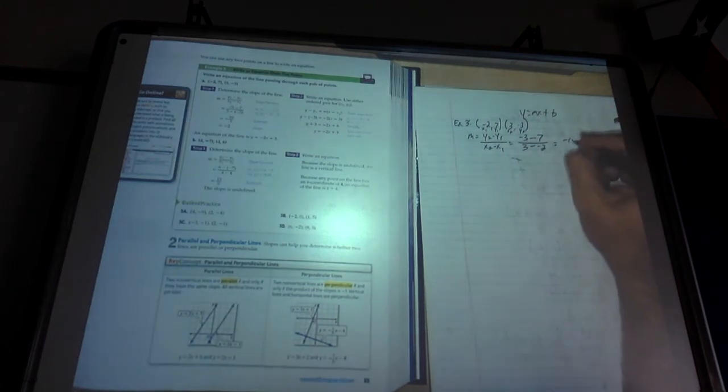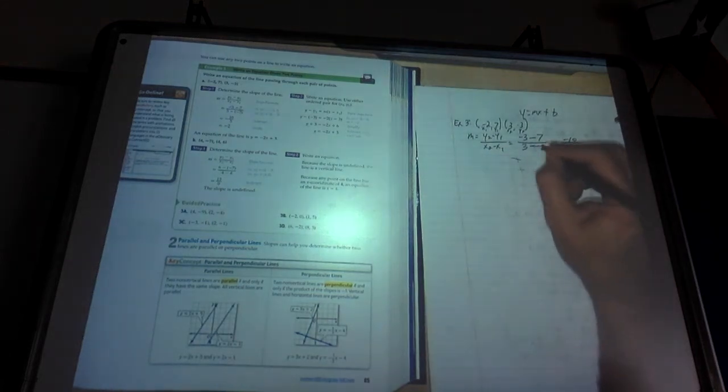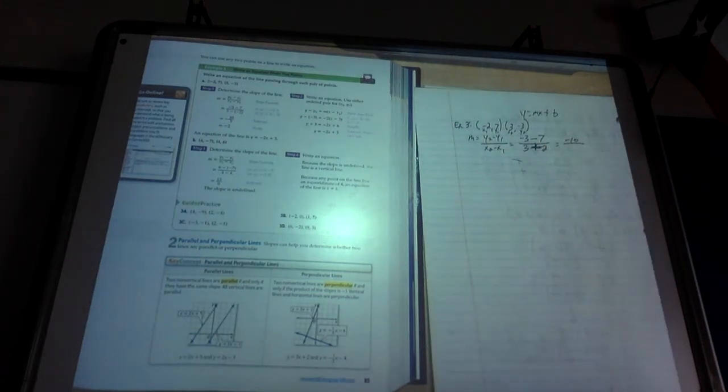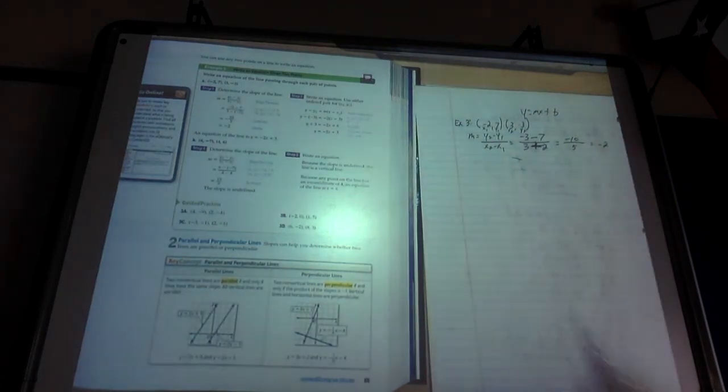-3 minus 7 is -10. If you're not good with your negatives, please use the calculator. All right? Divided by 3 plus 2. We had minus a negative, so it becomes a big plus sign. 3 plus 2 is 5. We have a slope of -2. So there's m is -2. At this point, we have the slope. We have 2 points. I only need 1. So I can either use point-slope form or I can use slope-intercept form. I like slope-intercept form better.